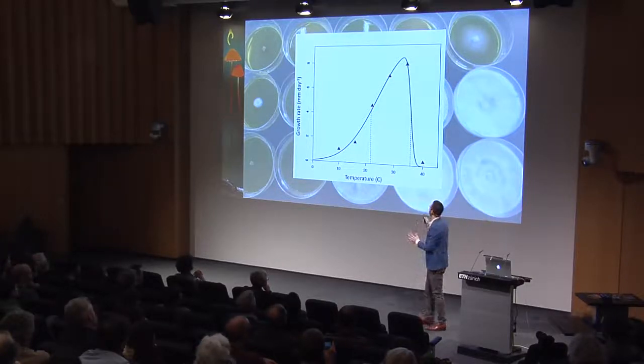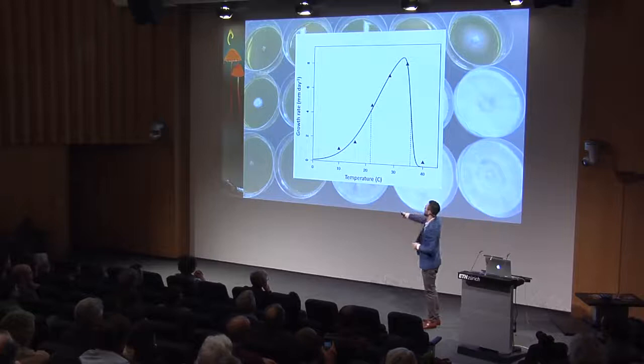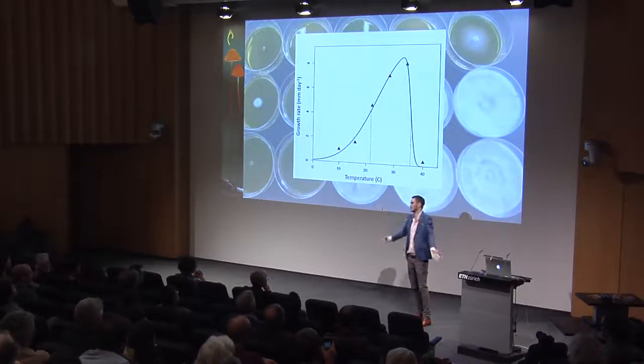And we thought, okay, this is going to be great. We'll grow them at all the temperatures. The fungi from the tropics will grow optimally under 30 degrees, and the fungi from the Arctic will grow optimally over here, and the point at which they grow best will tell us where they come from. There's a trait that relates to the environment.